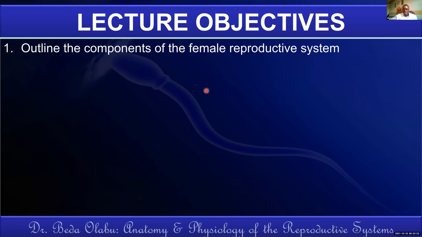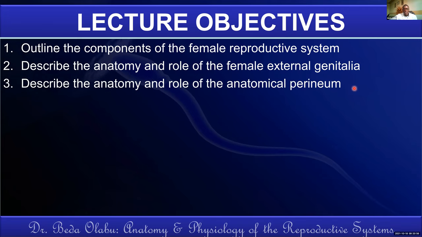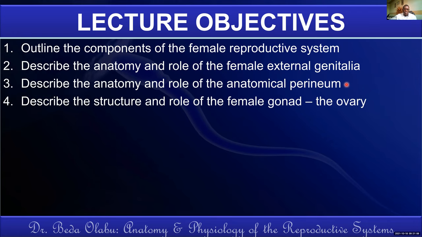We will first outline the components of the female reproductive system. Then we'll talk about what we call the female external genitalia. That will be one of the components we're going to outline. And so in the female external genitalia, we look at the anatomy and role of the female external genitalia, which is also called the vulva. We'll then look at the anatomy and role of the perineum. When you are talking about the female external genitalia, we'll define what is perineum and we'll talk about its role.